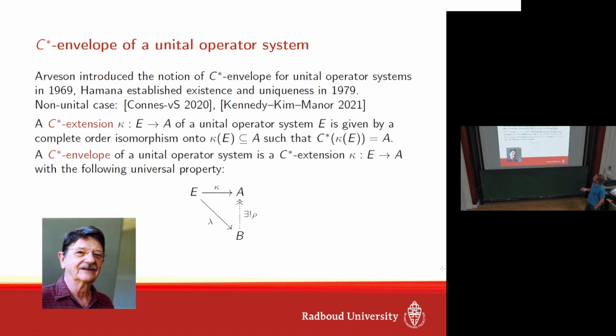A C-star extension of the unital operator system E is given by a C-star algebra A, which it generates, and a map into it. So that A is generated by this kappa, by the images of E. Then the C-star envelope would be the smallest one in this sense. So it will be this A, and any other B, any other C-star extension, would surject onto A. So that's really what's going on. In that sense, you have to take quotients. So in that sense, smallest.